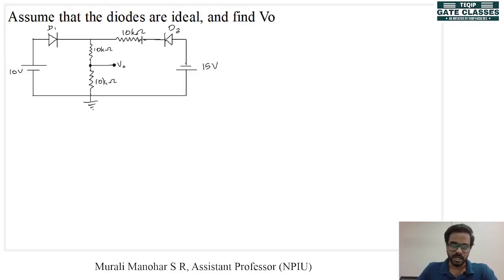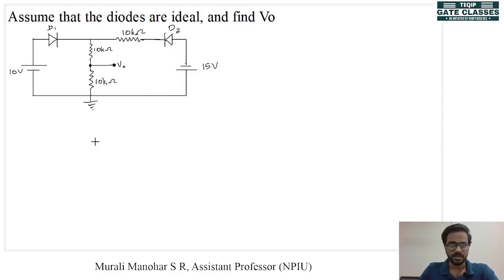Assume that the diodes are ideal. Find out the value of V0. Now pause it here. Try to find out the value of V0. And if you get the value, very good. If you didn't, just start the video again and we'll see how to do it.